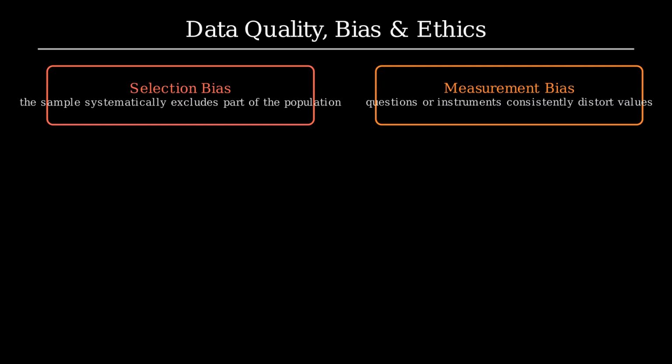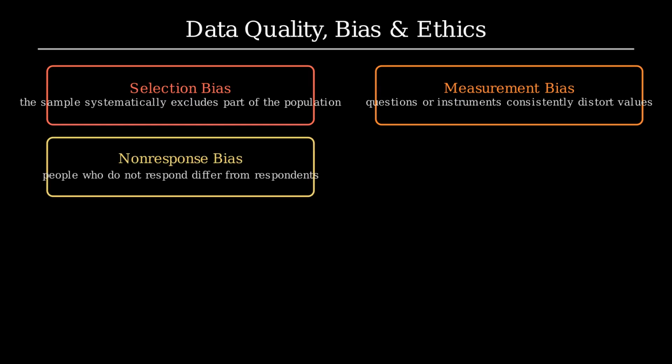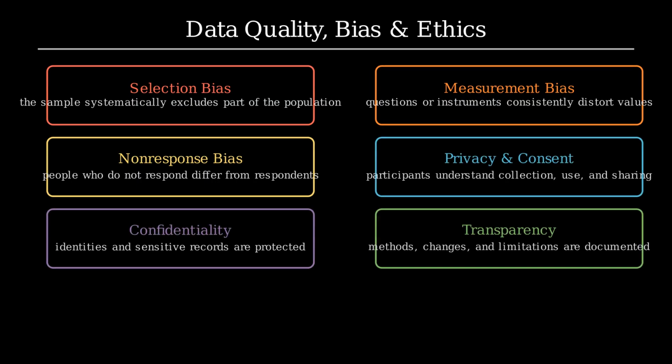Selection bias occurs when the sample systematically misses part of the population. Measurement bias occurs when questions or instruments consistently distort values. Non-response can also create bias when respondents differ from people who do not participate. Ethical collection requires informed consent, privacy, confidentiality, secure storage, and transparent reporting of methods and limitations.